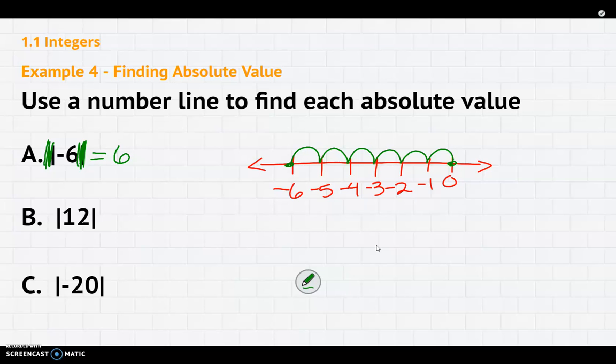We could do the same with 12. Find the absolute value of 12. We would start at 0 and count how many jumps it takes to get to 12. If you do that on the number line, you'll find that it takes 12 jumps to get to 12, which seems mind-blowing, I know. The absolute value of 12 is 12. So we could probably guess that the number of jumps from 0 to negative 20 would be 20. Again, a positive number. Absolute value will always be positive.